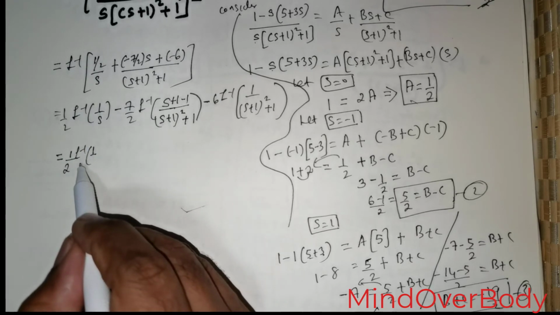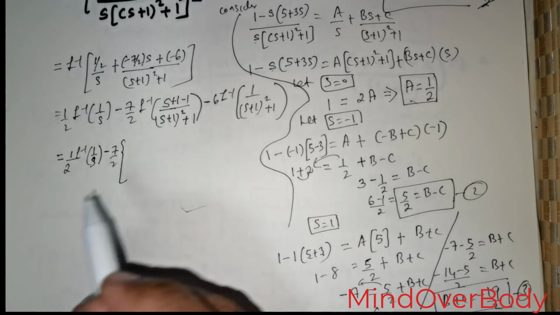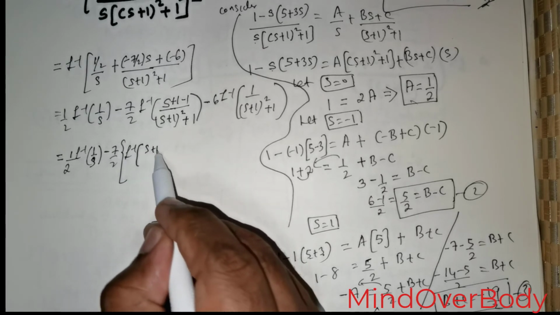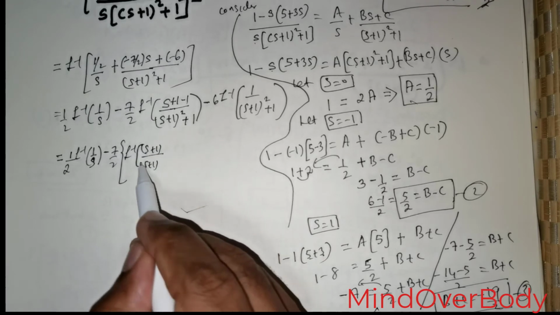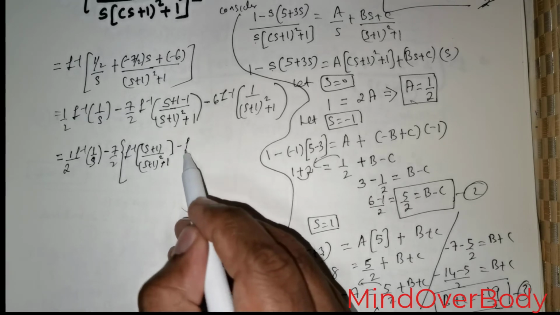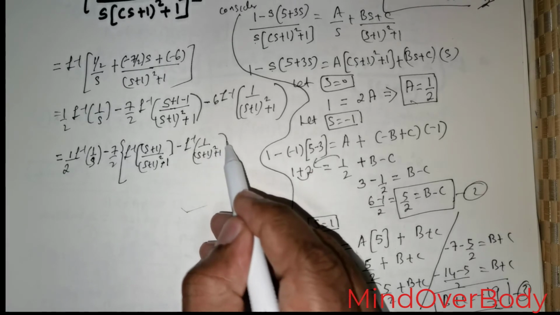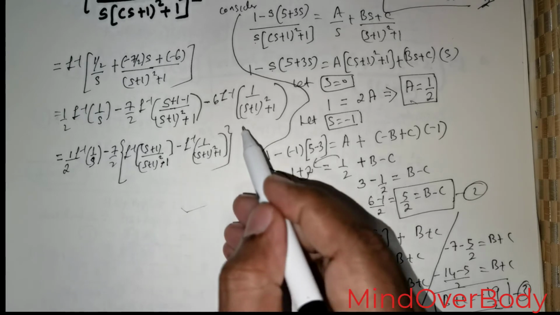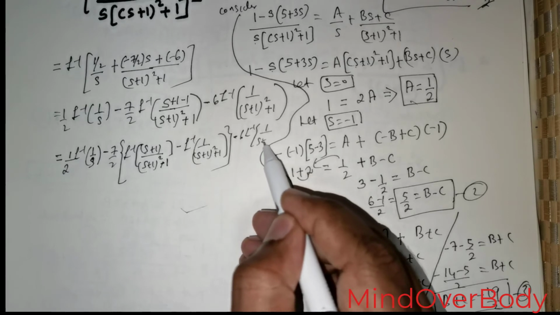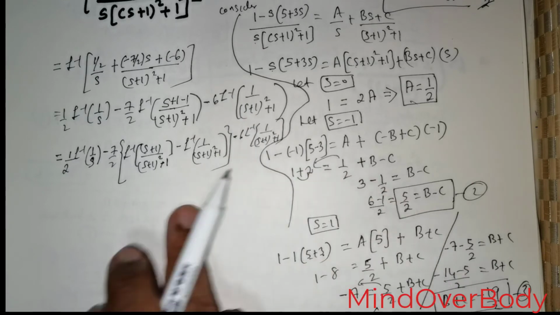So this is going to be 1 over 2 times L inverse of 1 over s, minus 7 over 2, and I'm going to rewrite this as L inverse of (s + 1) divided by (s + 1)^2 + 1. This is one component, followed by L inverse of 1 over (s + 1)^2 + 1. This is the other component, followed by -6 times L inverse of 1 over (s + 1)^2 + 1. So I'm just writing it as it is.